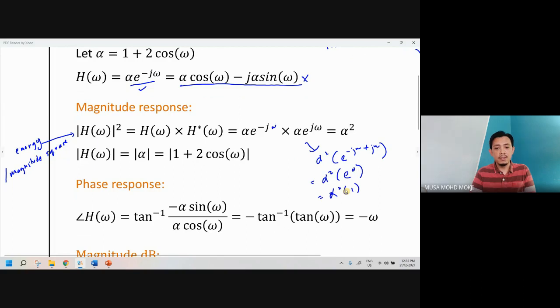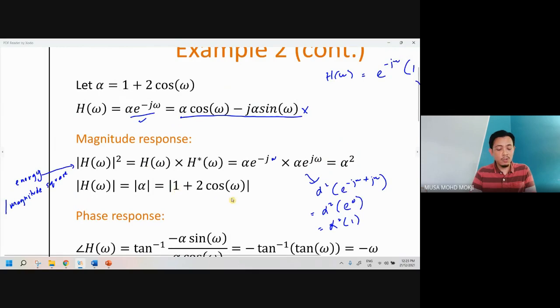See, it gets easier. Now we have already cancelled out the imaginary parts, so we have alpha squared. And alpha squared is actually a magnitude square. You want to have a magnitude, so you just take the square root of it. Whatever values you square, you will have a positive value, so when you take the square root, you will still get a positive value. So whatever it is, this is the magnitude. The magnitude is just that 1 plus 2 cos omega.